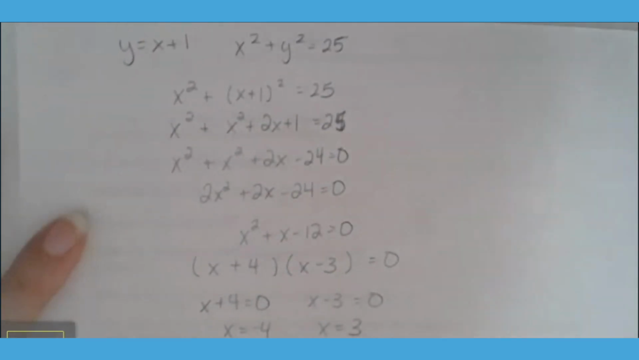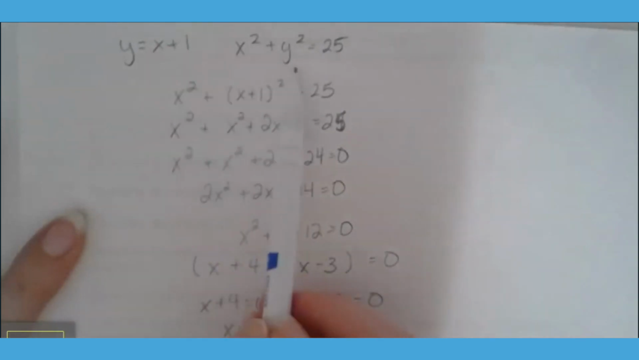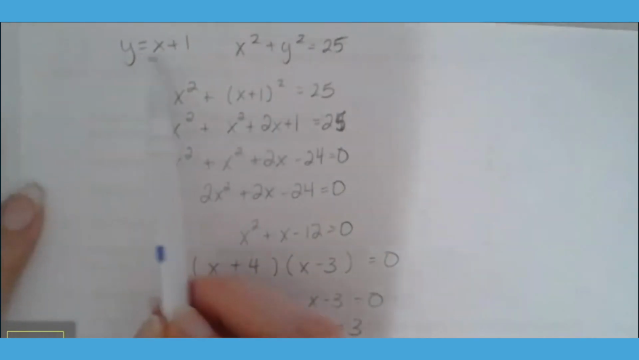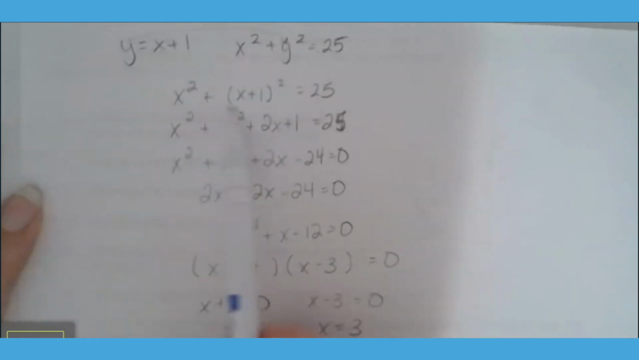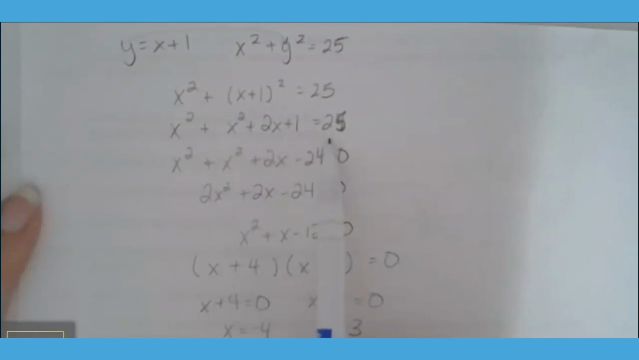Because of the length of this work, I've done it on a separate sheet of paper. We are given these equations, so we know that y is equal to x plus 1. Using substitution, we can now work with an equation that only has one variable. Multiplying out the binomial, again, this skill may be something that you have to review with your students, but they should be familiar with. We obtain x squared plus 2x plus 1 is equal to 25.